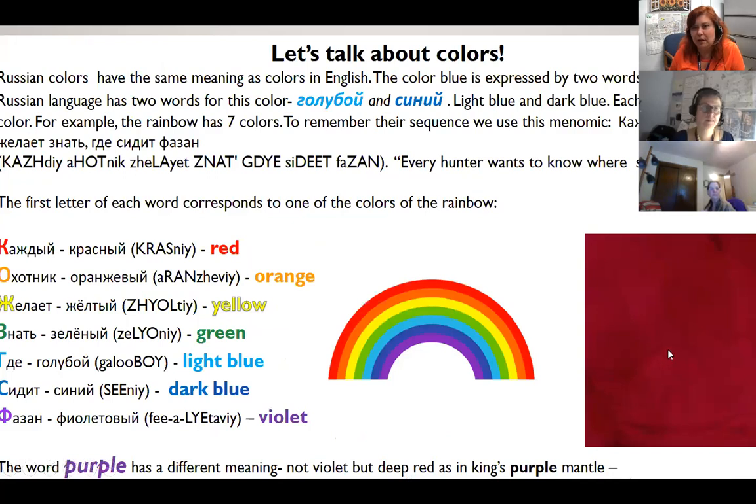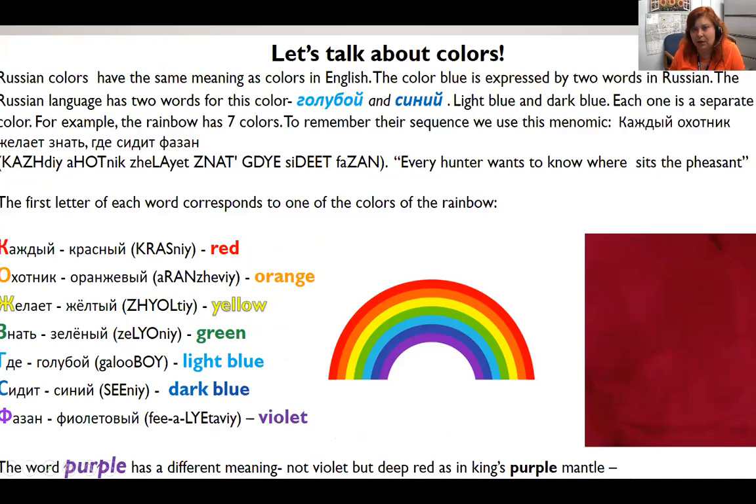Now let's talk about colors. I'm trying to make it small so you could see. Russian colors have the same meanings as colors in English. With some exceptions, for example, the color blue is expressed by two different words in Russian. There are two words, голубой and синий, light blue or dark blue. Each word is a separate color.